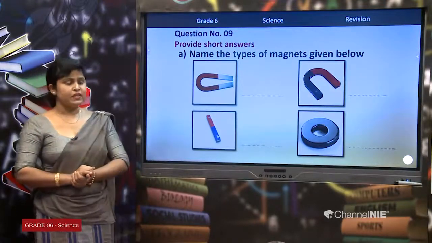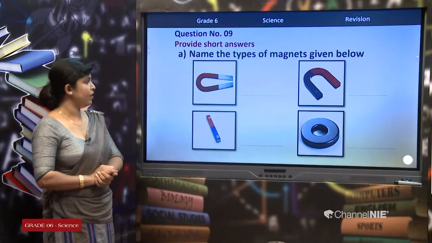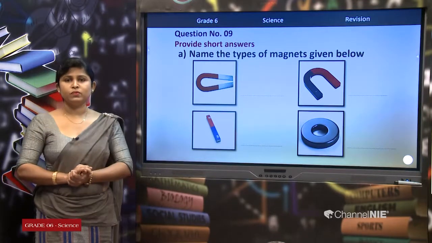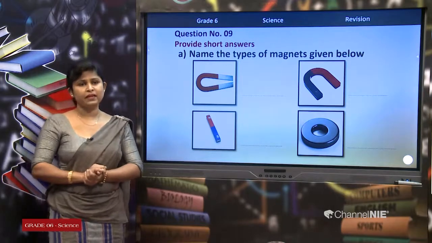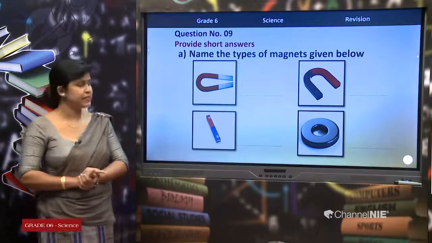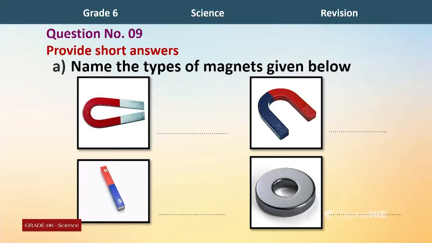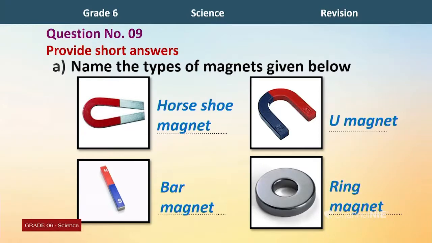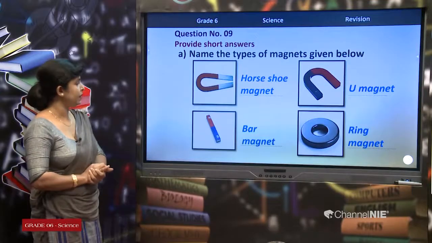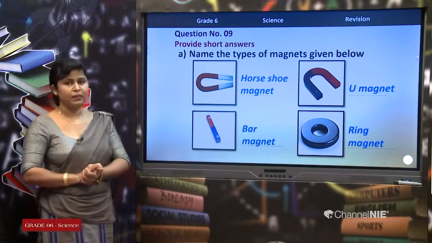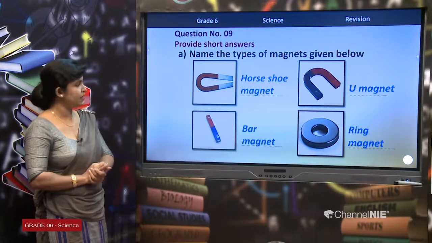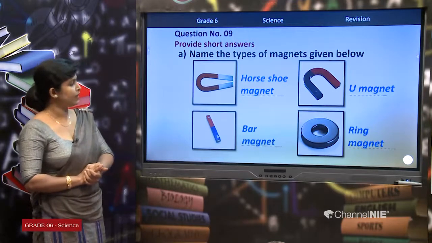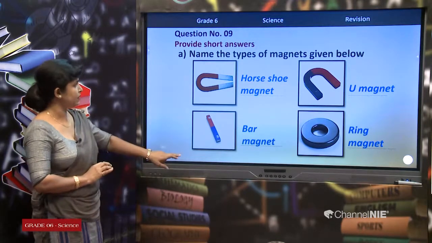Provide short answers. I have given you 4 pictures there. All the pictures are showing you magnets. There are different types of magnets, in different shapes. The first type of magnet is a horseshoe magnet. Then you can see a U magnet, and a bar magnet and a ring magnet. Then you can identify the magnets easily: horseshoe magnet, U magnet, bar magnet and ring magnet.